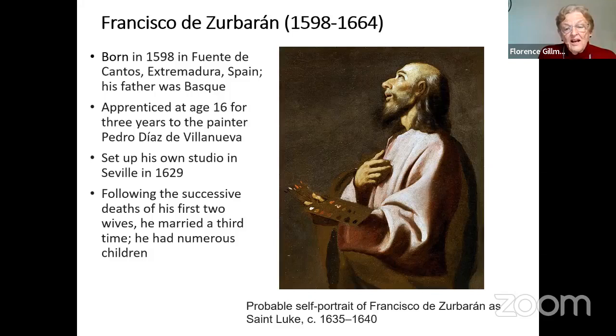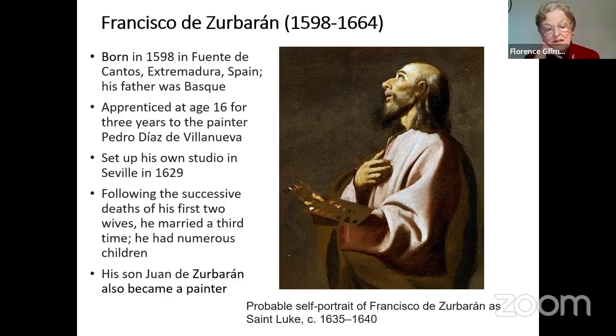He had a very large family. He had three wives. The first two of his wives each died, so there was a great deal of sadness because in both cases it appeared he was happily married with numerous children, and then he lost both of those wives. He married a third time and had more children, and one of his children succeeded him as a painter, Juan de Zurbarán.